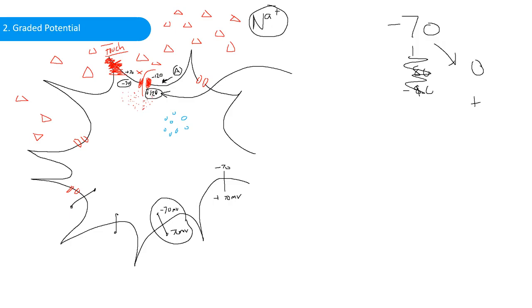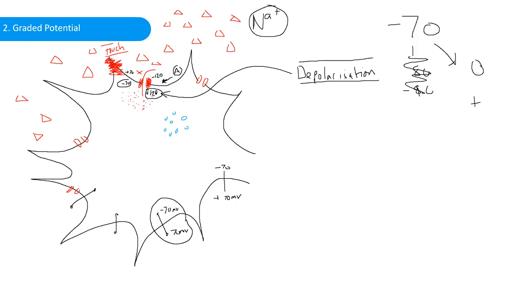So we've gone from being less positive on the inside to now being more positive on the inside, and that's called depolarization. Imagine the north and south poles of our globe being switched around, so the north pole is at the south and the south pole is at the north. We've depoled it, we've depolarized it. We've depolarized the membrane. We've taken it from being less positive to being more positive.